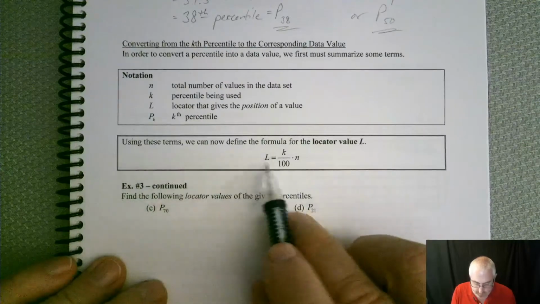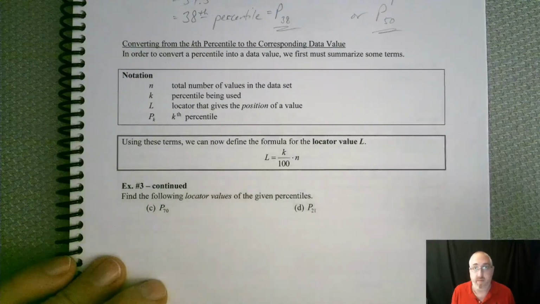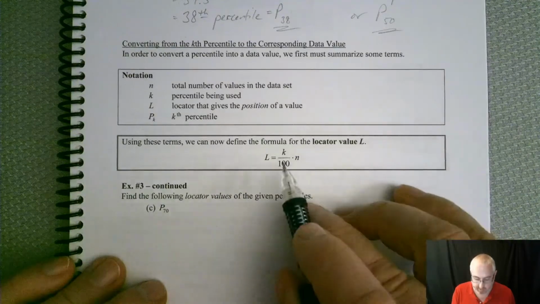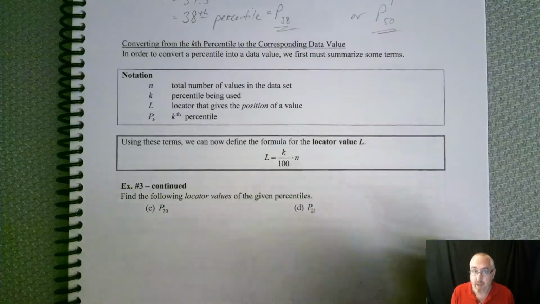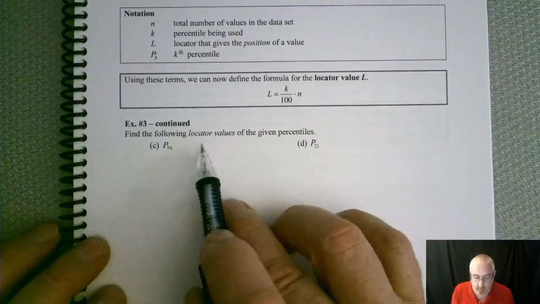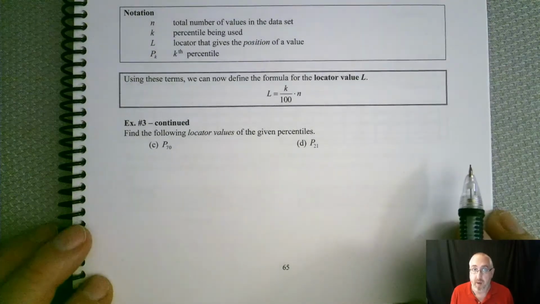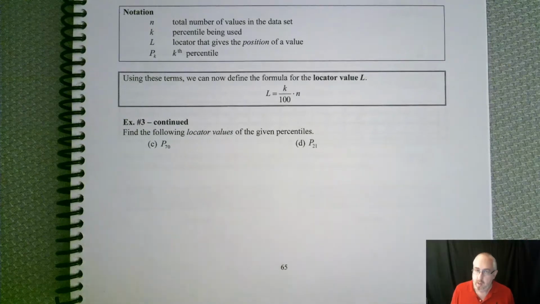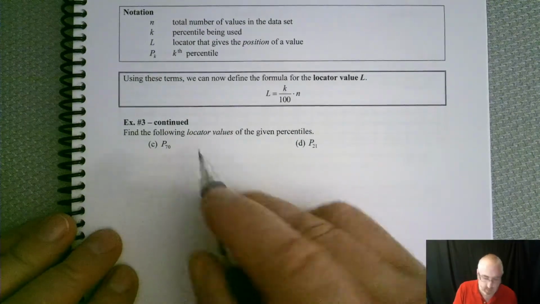So the formula is L equals K over 100 times N. Very, very quick formula. Again, K is the percentile, N is the number of values in the data set. Now these next couple of examples only want you to find the locator values based off of that example from above, the Super Bowl scores. We're not really looking at the Super Bowl scores yet, but we will be, because right now all we care about is those locator values.